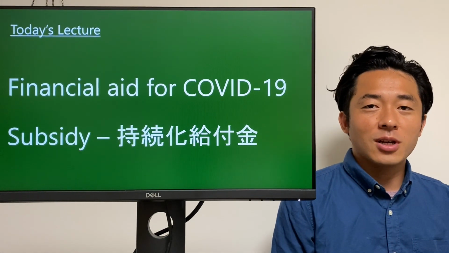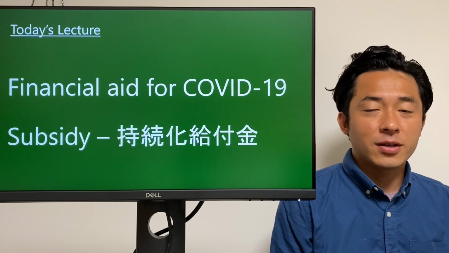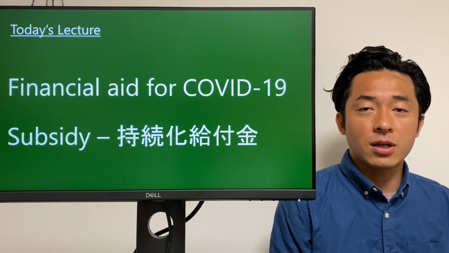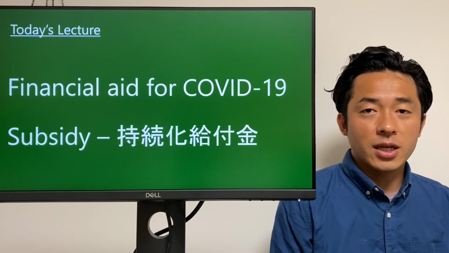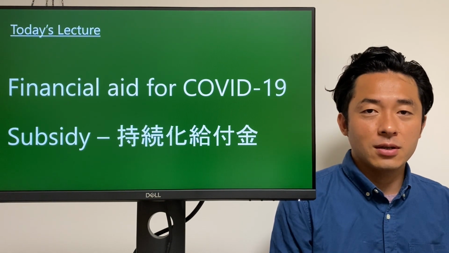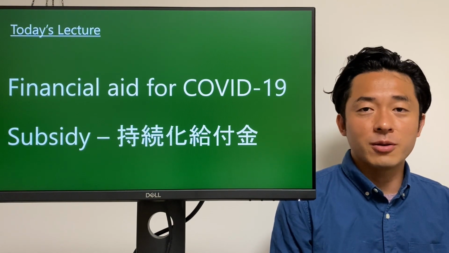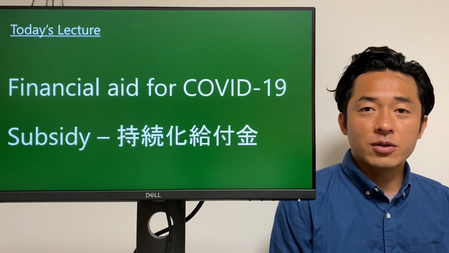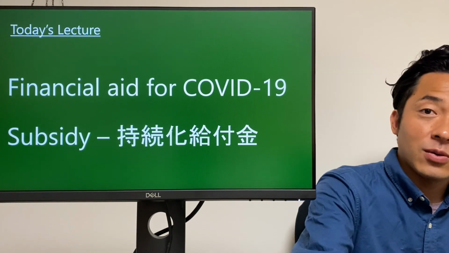Today I want to talk about subsidies for the COVID-19. In my last lectures, I talked about a loan for the COVID-19. In these lectures, I will talk about subsidies. Subsidies and loans are different. If it's a loan, you borrow it, you have to pay it back. If it's a subsidy, you get it, but you don't have to pay it back. So let's get started.